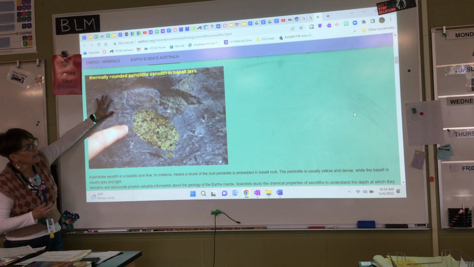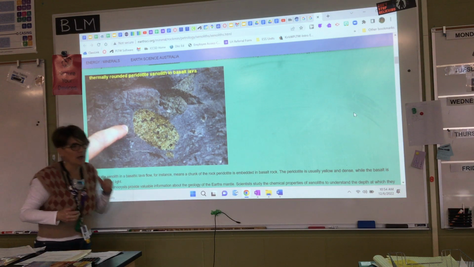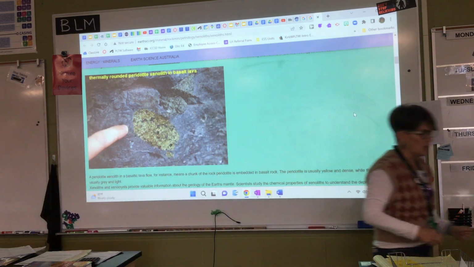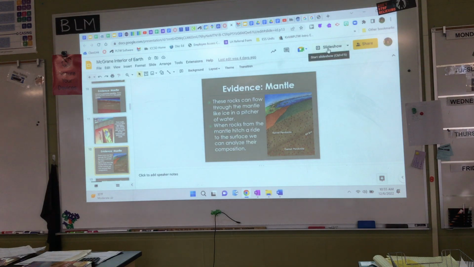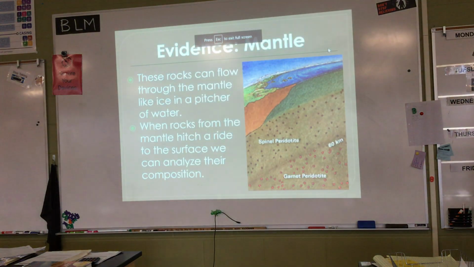All right, so that's what a xenolith looks like in the wild, so to speak. We can learn a lot about the mantle from looking at that. We can't get to the mantle, but we look at stuff that came from the mantle.